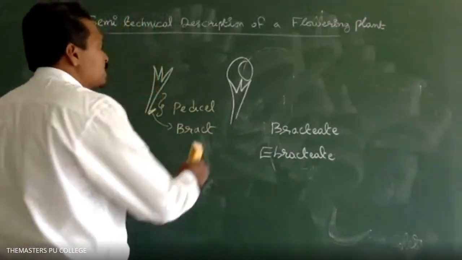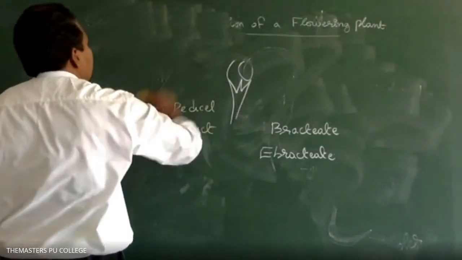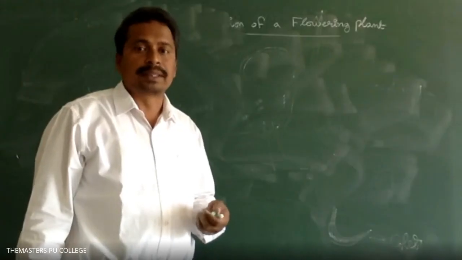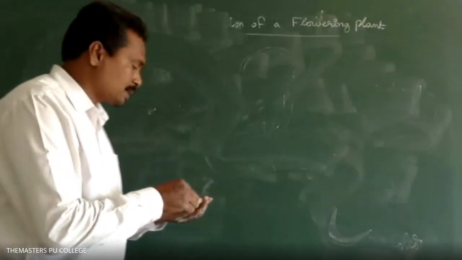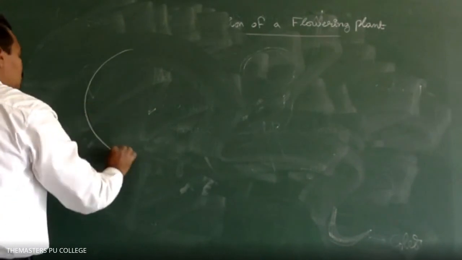How many types of aestivation are there in a flower? As per NCERT, four types: valvate, twisted, imbricate, and vexillary. So first of all, I have to draw the outline.